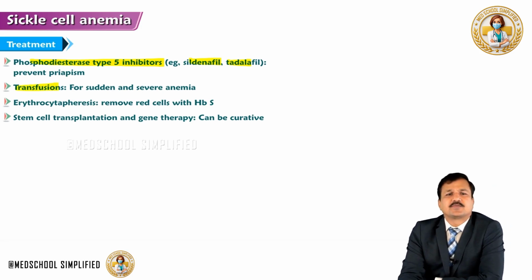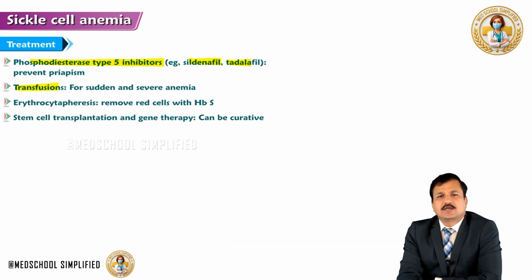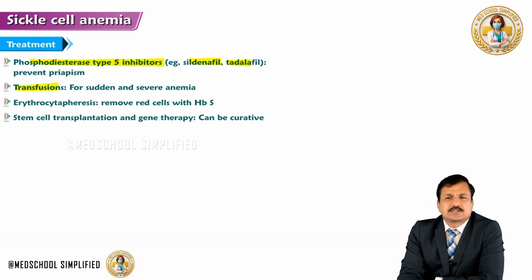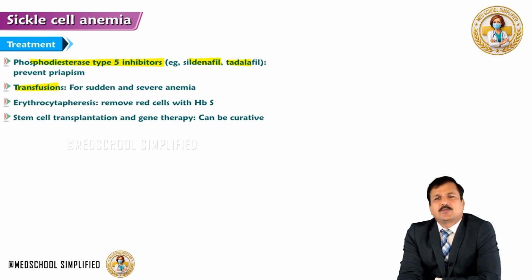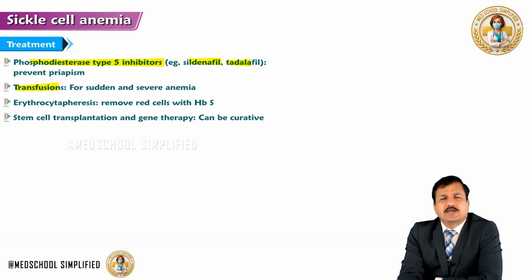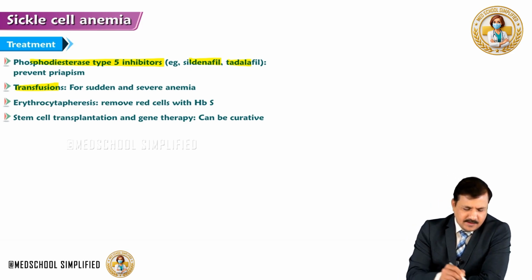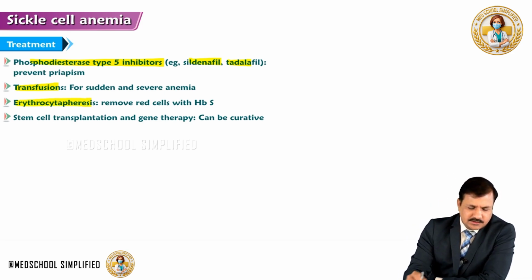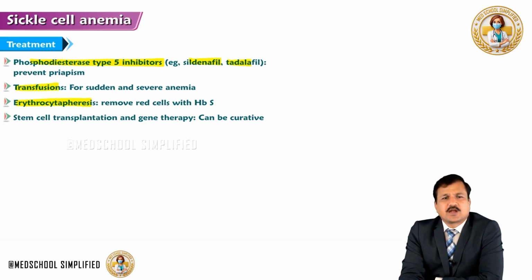Transfusions for sudden severe anemia due to acute splenic sequestrations, parvovirus B19 infections, and hyperhemolytic crisis can also be done. Erythrocytophoresis can also be done.